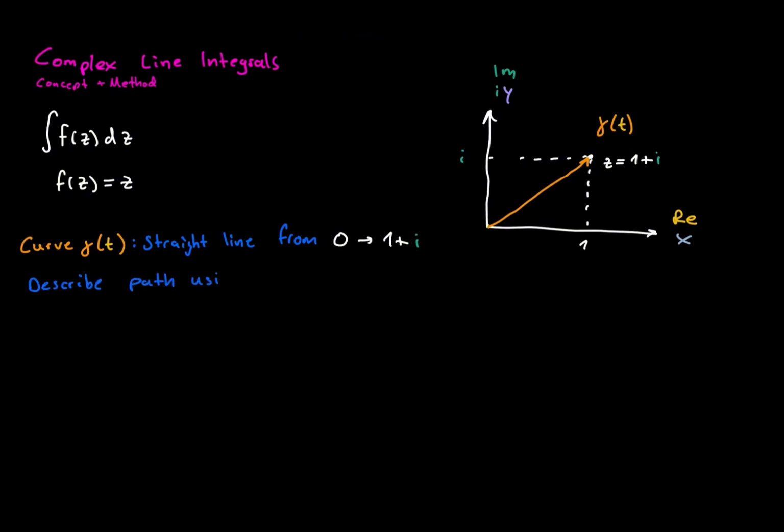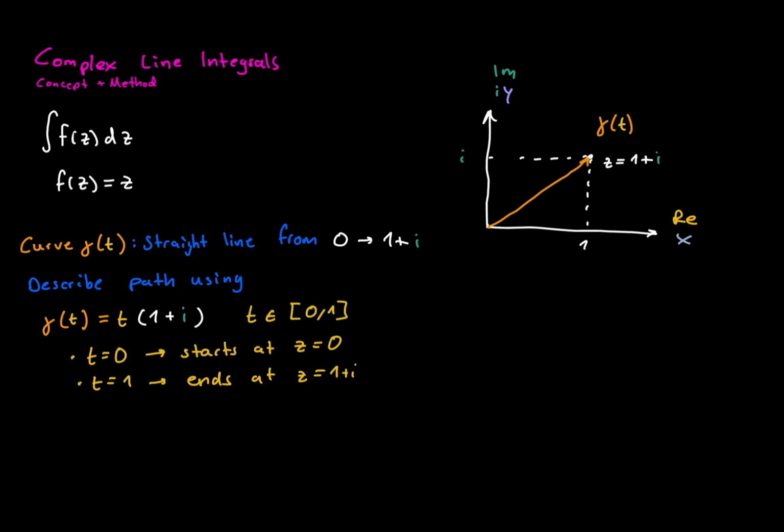First, we parametrize the curve. We write gamma of t equals t times (1 plus i) with t from 0 to 1. This moves us along the straight line.